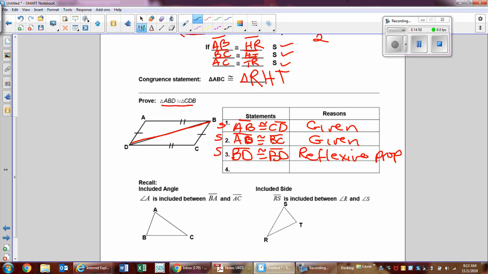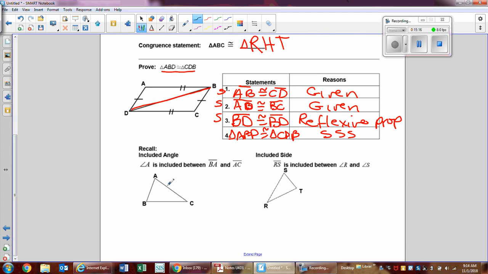Then what I'm trying to prove here, I can say, oh, triangle ABD is congruent to triangle CDB by side, side, side. Okay? And that's what you guys have to do. So you write down what is given and additional information we have, and then you can say the two triangles are congruent by side, side, side.